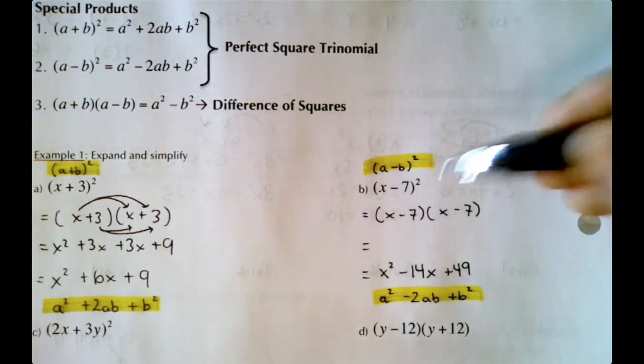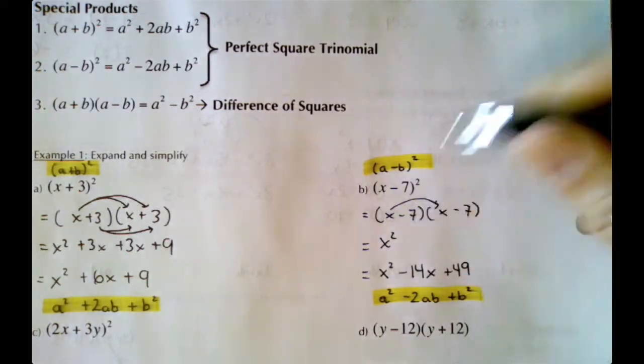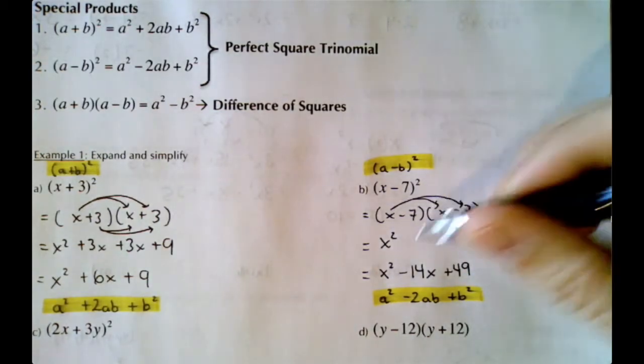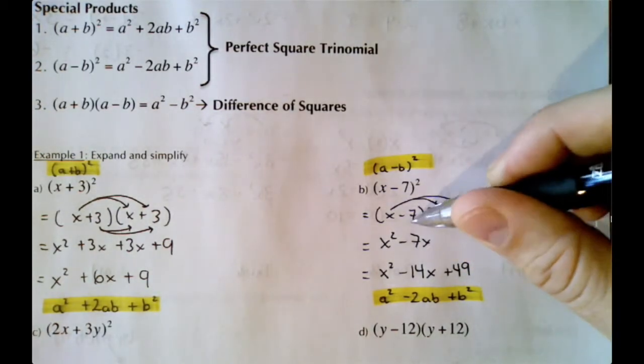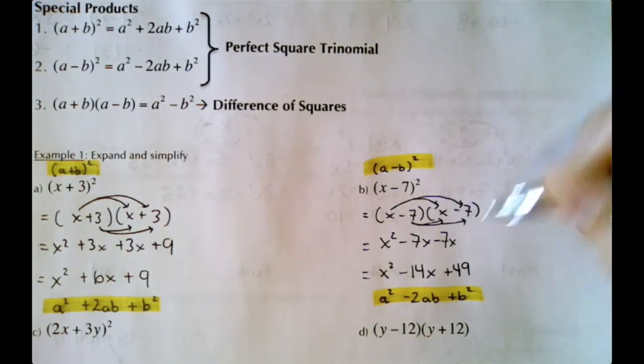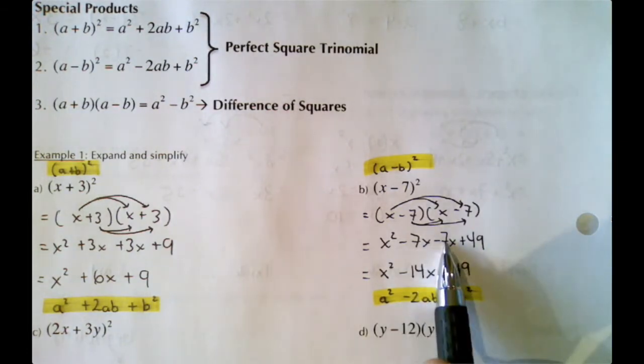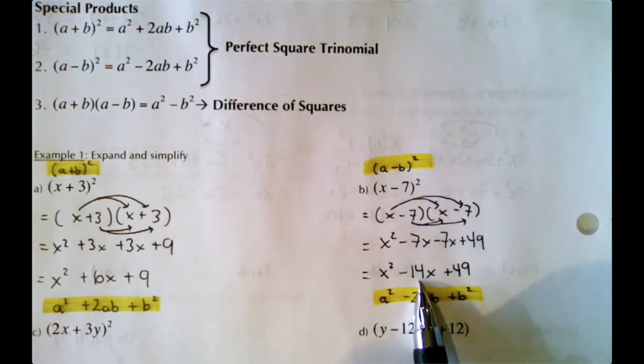So let's see if we got it right. We're going to FOIL this out. X times x gives us x squared. X times negative 7 gives us negative 7x. Negative 7x times x gives us negative 7x. And negative 7 times negative 7 gives us 49. And if we collect the like terms, negative 7x and negative 7x, we do get negative 14x.